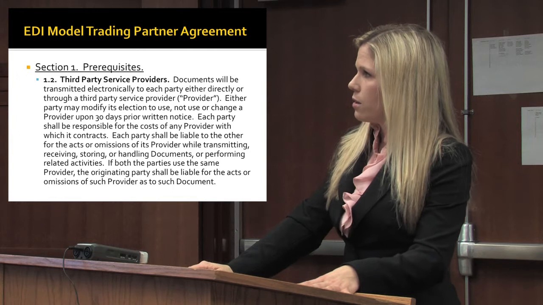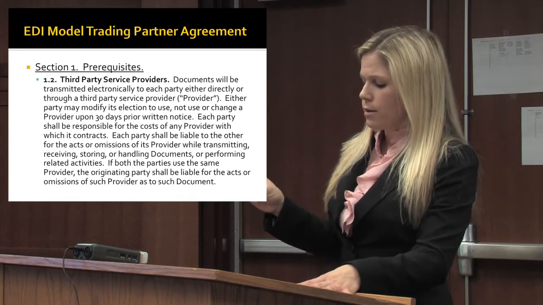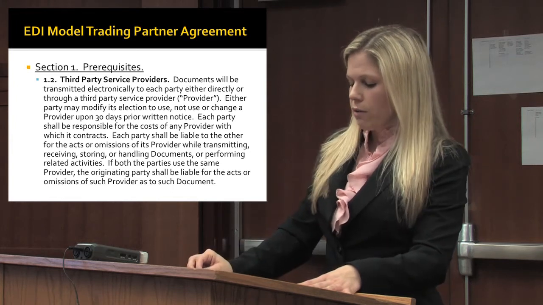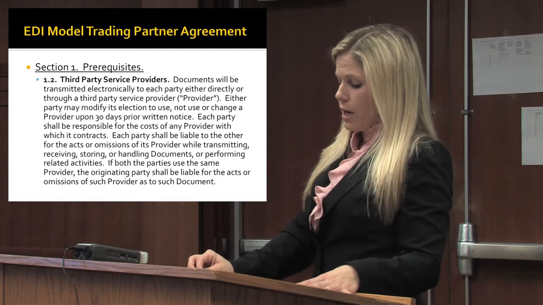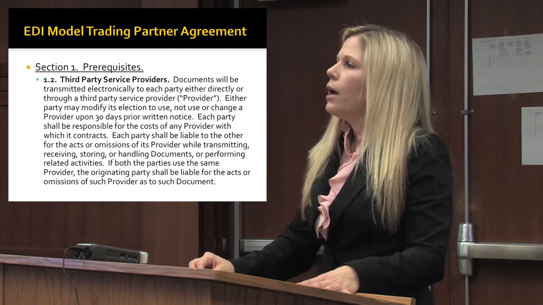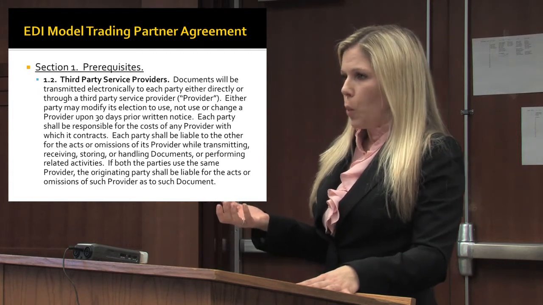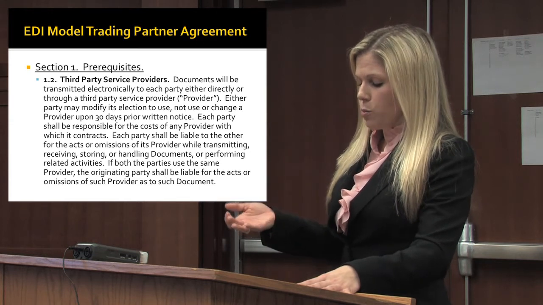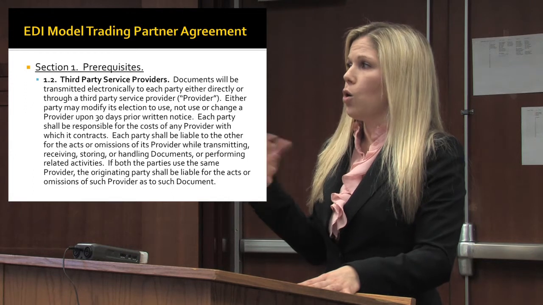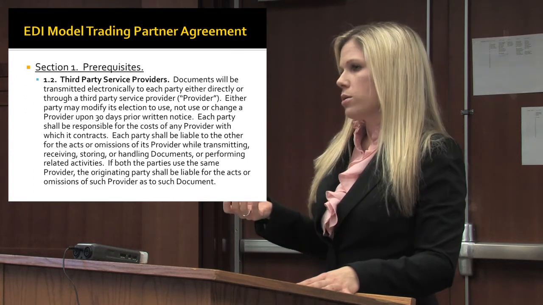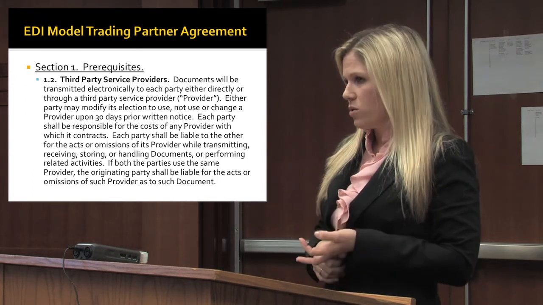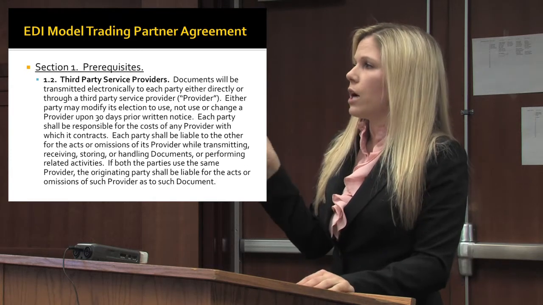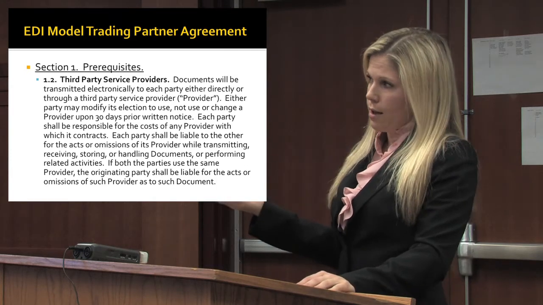Section 1.2 deals with third-party service providers. And the first important section in this is where it says that each party shall be responsible for the cost of any provider with which it contracts. And this element is basically consistent with an ordinary paper contract trading partner arrangement in which each party absorbs its own personal communication costs, the cost of couriers and postage and things like that. This provides for the same arrangement just in the electronic sense.